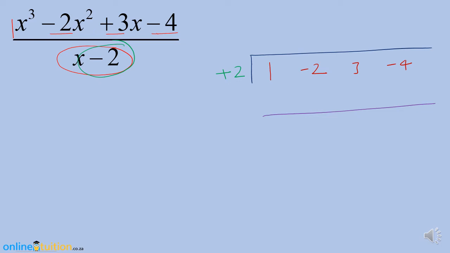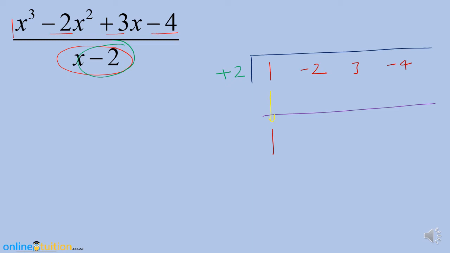The first thing we want to do is we're not going to make changes to this 1. So we're going to transfer the 1 all the way down there. And essentially, we're going to write the 1 over there. Okay, that's step number 1.